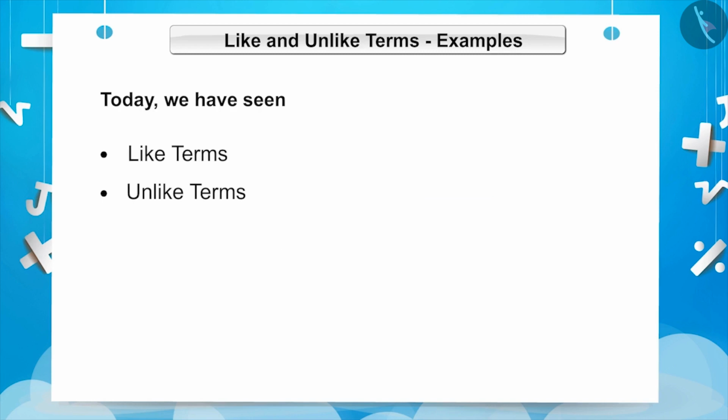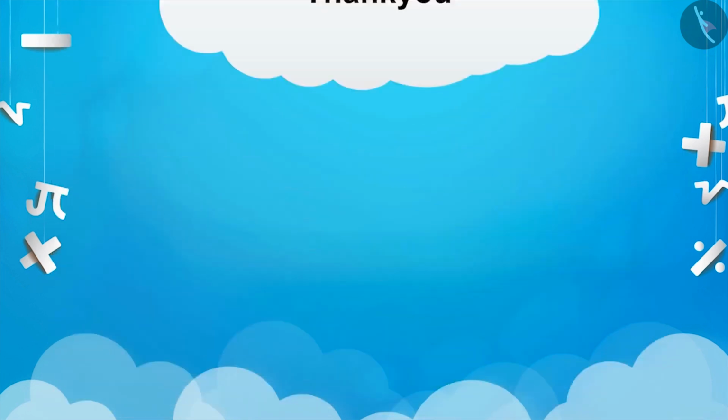With the help of these examples, we have learnt about like terms and unlike terms. We also learnt how to differentiate between them. In the next video, we will know about some misconceptions relating to the topic and will try to solve them. Thank you.